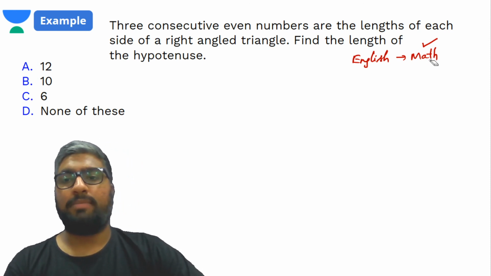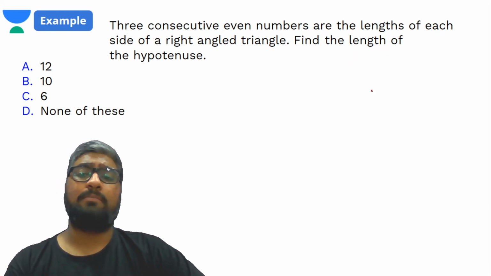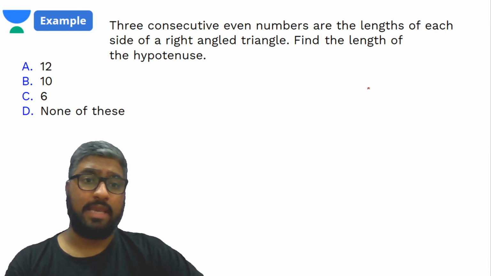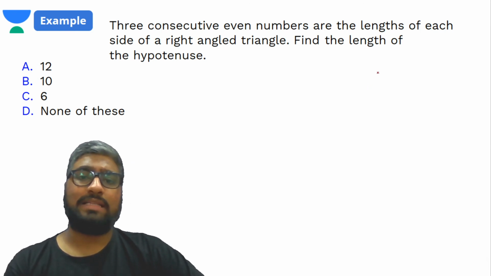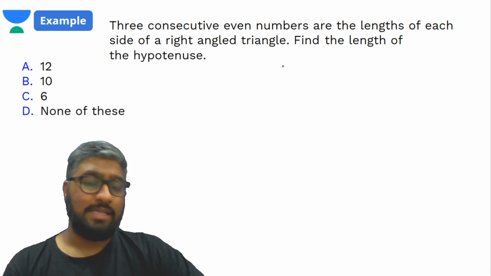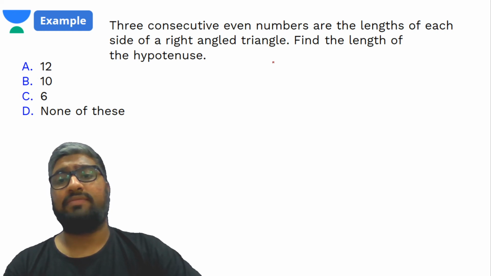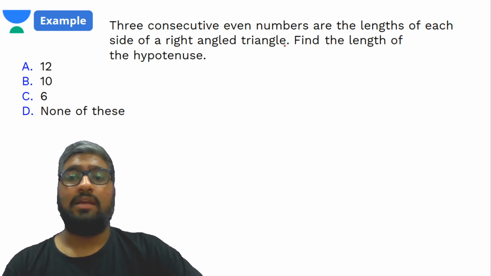So here, what would be the answer, guys? Please read the question carefully. Do not end up missing anything from the question. So they've given what? Three consecutive even numbers are the lengths of each side of a right angle triangle. So there is a right angle triangle, and the sides are three consecutive even numbers.